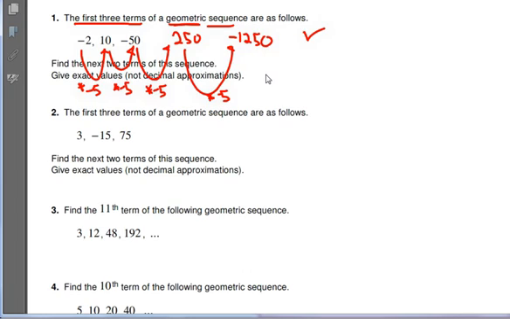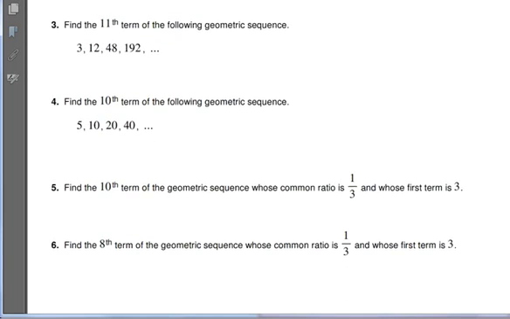That's it. That's how you solve that problem. Let's go on to something a little more interesting. Here we go. This says find the 11th term of this geometric sequence.